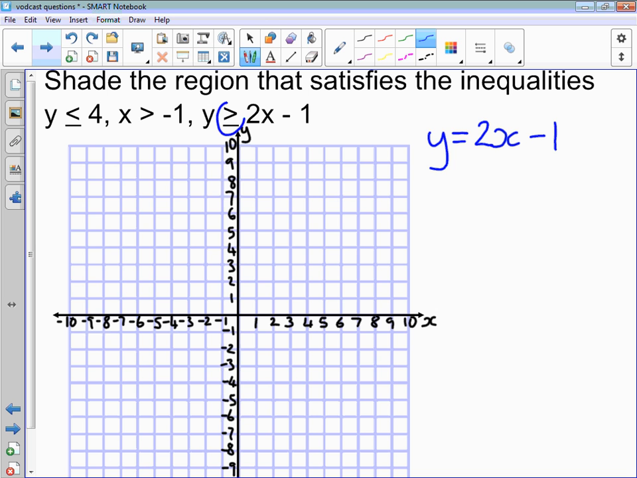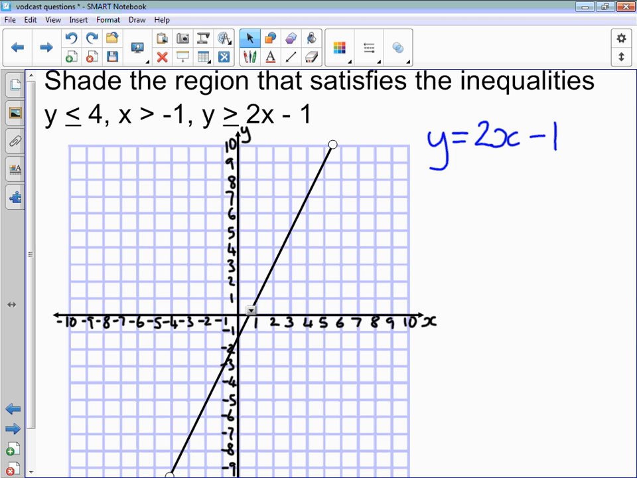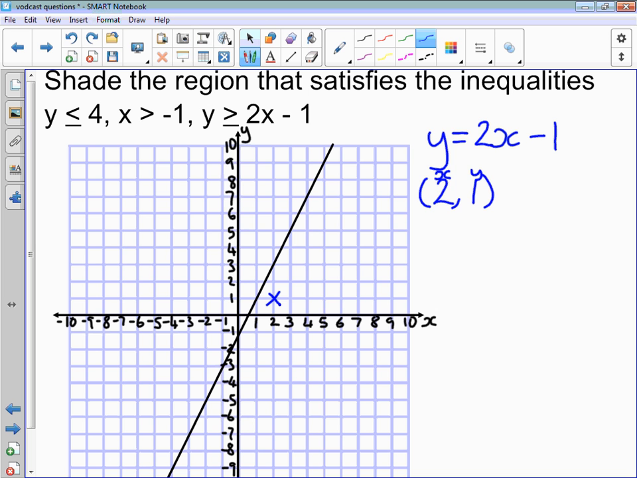I'm going to use a solid line, because if we look at my inequality, it has the equals to as well, so I can use the solid line to draw that in. Right, I'm going to work out my test coordinate now. So I'm going to use this coordinate. I'm going to use 2, 1 again, because that's nice and easy, with 2 being my x value and 1 being my y value.